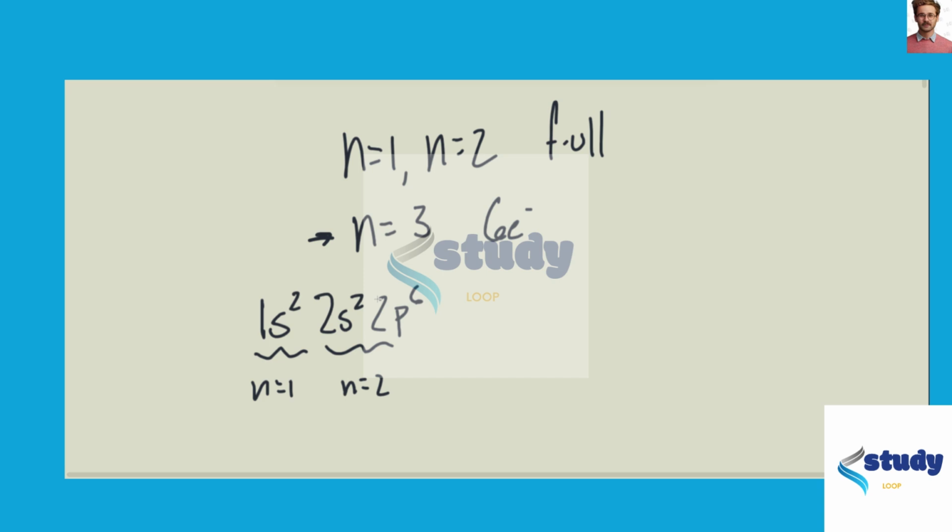And then in the n equals 3 shell, we have 6 additional electrons, okay? So where are those? Well, first, we're going to fill 2 of them into the 3s, and then we've got the 3p, and there'll be 4 in the 3p. So that's our n equals 3. These are full, and this is 6 electrons.